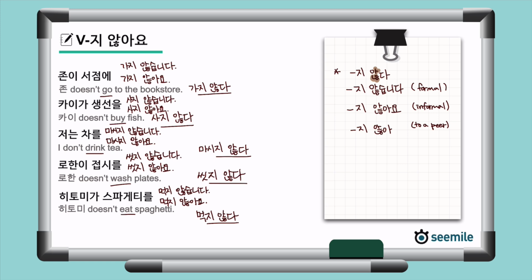Now please repeat after me out loud. 존이 서점에 가지 않습니다. 존이 서점에 가지 않아요. 카이가 생선을 사지 않습니다. 카이가 생선을 사지 않아요. 저는 차를 마시지 않습니다. 저는 차를 마시지 않아요. 로한이 접시를 씻지 않습니다. 로한이 접시를 씻지 않아요. 히토미가 스파게티를 먹지 않습니다. 히토미가 스파게티를 먹지 않아요.